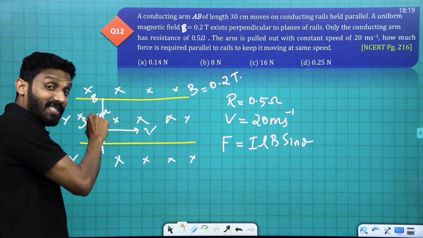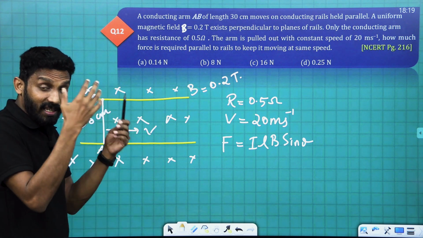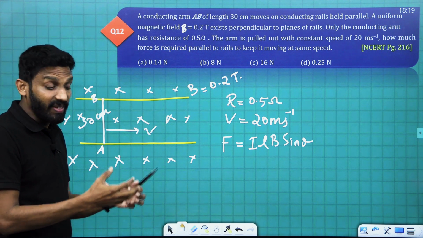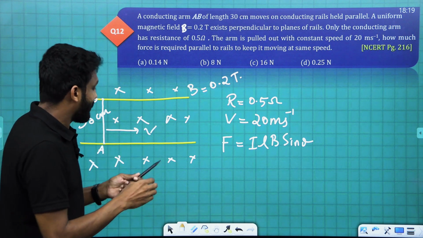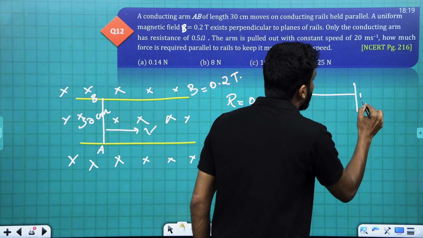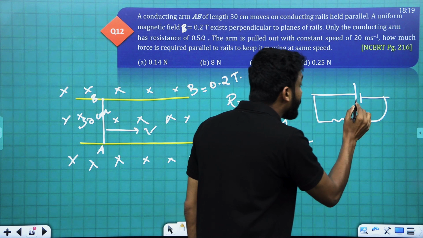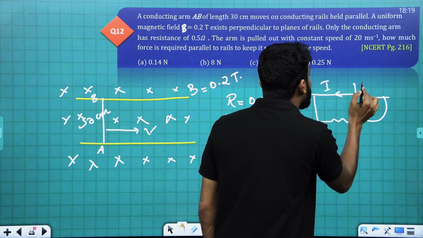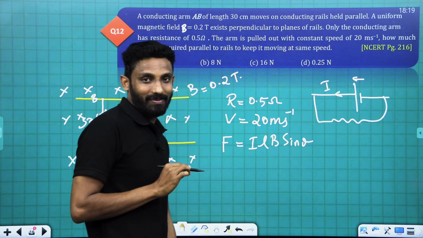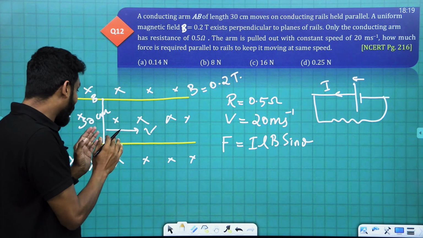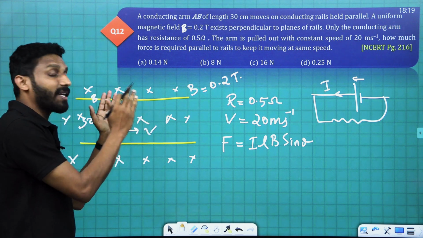Now this acts as a cell. Which one? AB acts as a cell. Clear? Then within the cell, what will be the direction of the current? Within the cell, the direction of the current is from negative polarity to positive polarity. Isn't it? Suppose we are having a cell connected to an external resistor. Then within the cell, the current is in this direction. So within the cell, the current is from negative electrode to positive electrode. Okay, means the current is directed from A to B in this particular case.